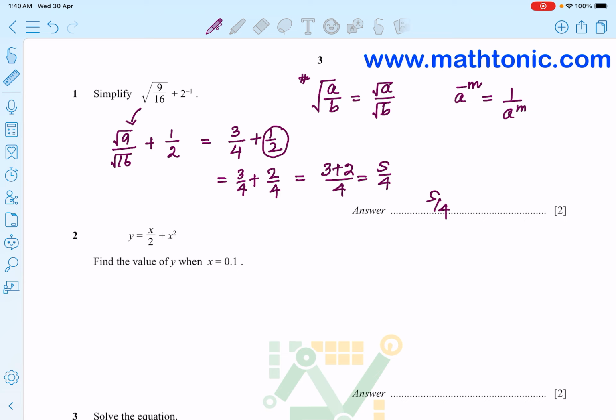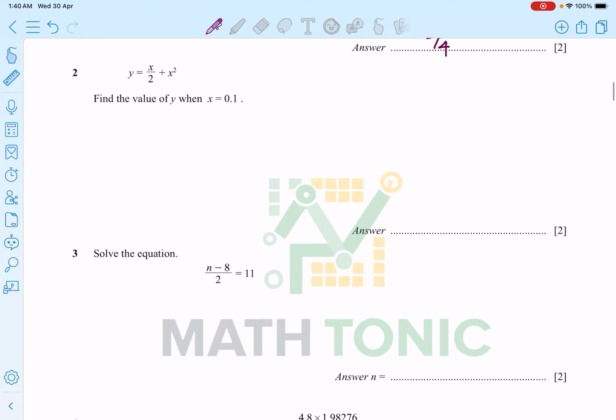Right? See, if I'm going fast, pause the video and you can learn it. Next question. The next question is given this equation of y, and we need to find the value of y when x is equal to 0.1.